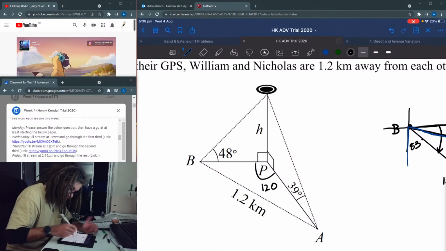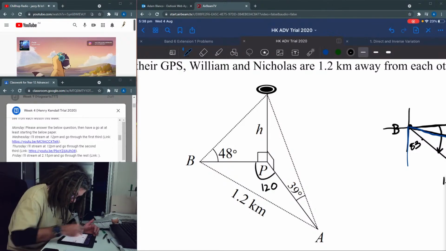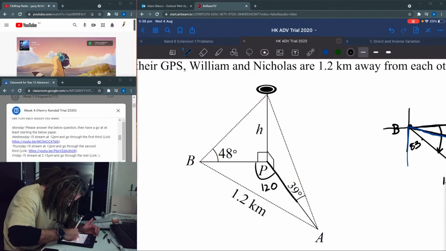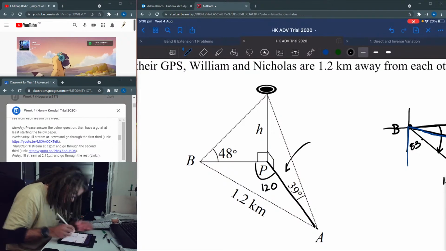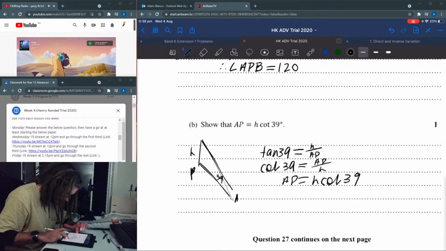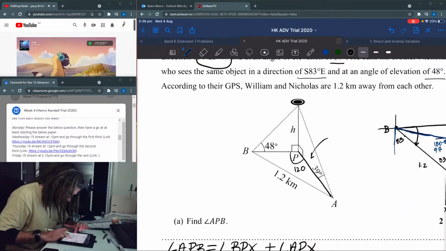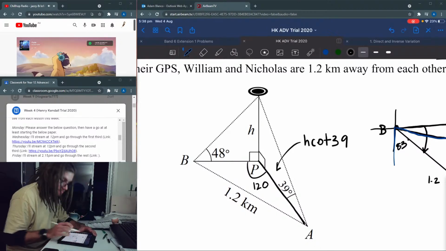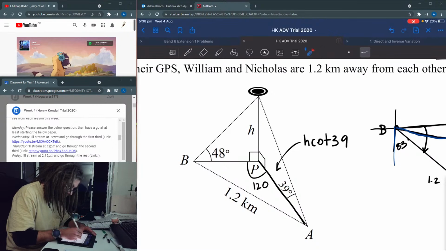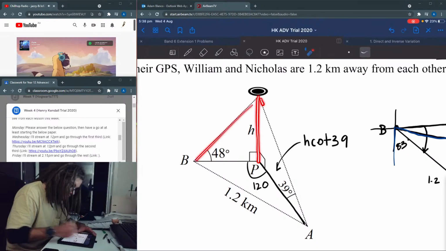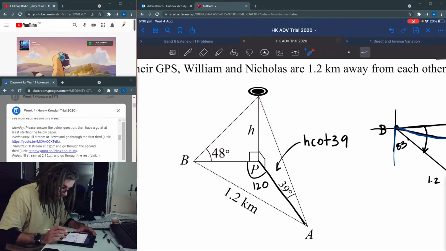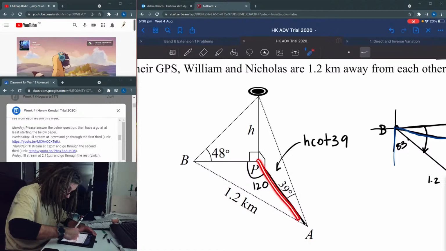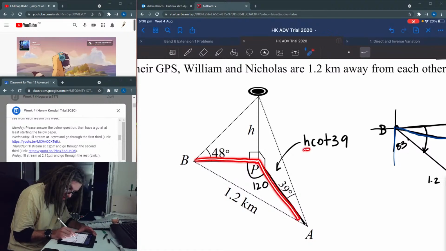The question that I just did was giving me this AP, so this one down here. And that said that AP is h cot 39. There's a reason that they've done that: the question understands that it's impossible to find h without having these two. But what I can do is come up with expressions for this and this, which both have h in them.